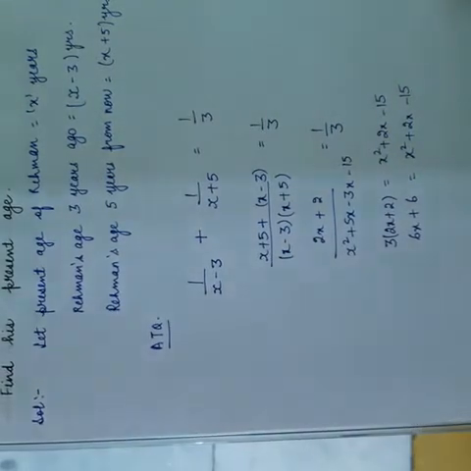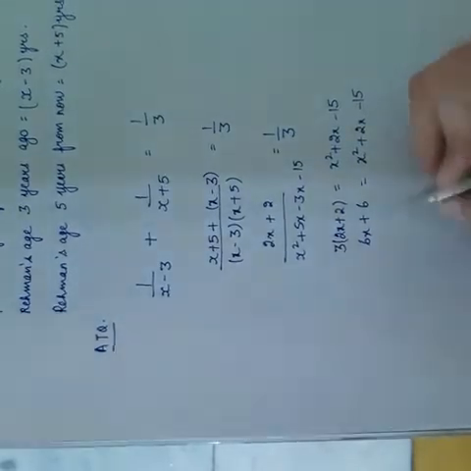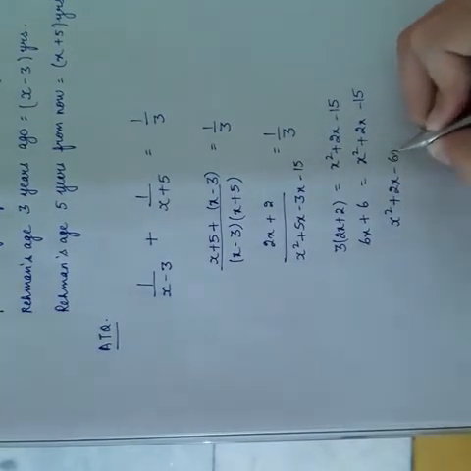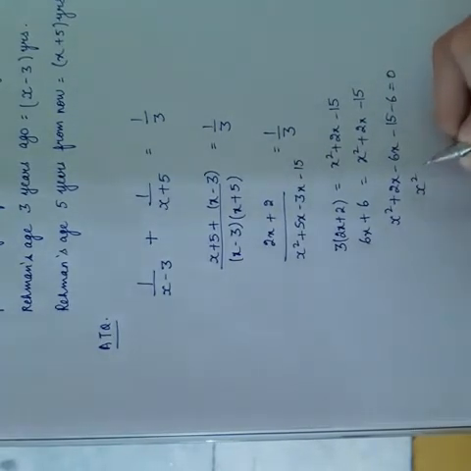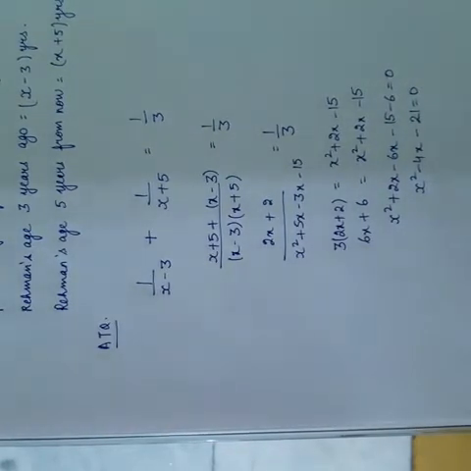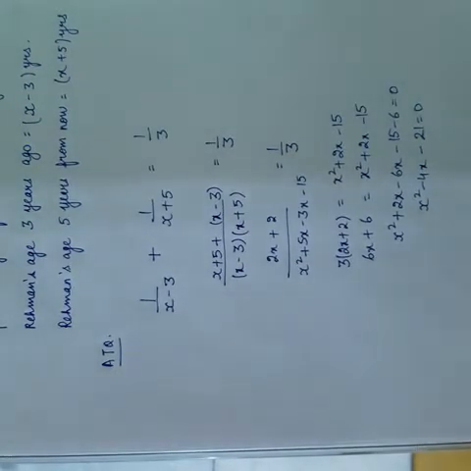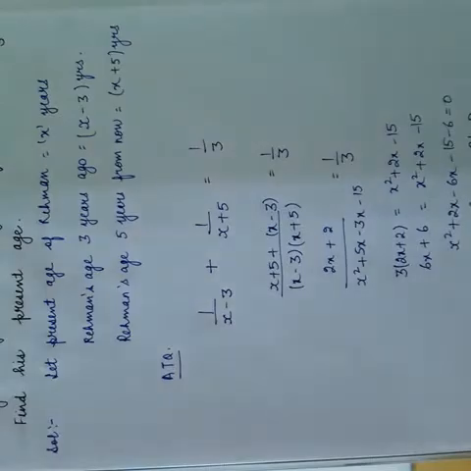Just transpose all the terms on one side to get a quadratic equation. We'll have x square plus 2x minus 6x minus 15 minus 6 equals 0. x square minus 4x minus 21 equals 0. This is your required quadratic equation, which you will solve further to find the roots. Then you will get the value of x. That means the present age of Rahman you will get after solving this.